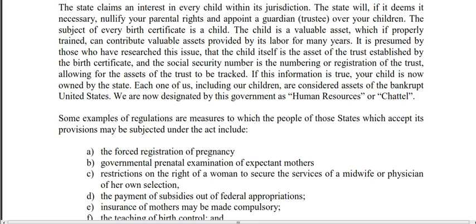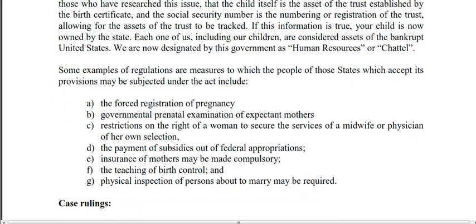Some examples of the measures to which people of the states which accept the provisions of the Act may be subject include the forced registration of pregnancy, governmental prenatal examination of expectant mothers, restrictions on the right of a woman to secure the services of a midwife or physician of her own selection, the payment of subsidies out of federal appropriations, insurance of mothers may be made compulsory, the teaching of birth control, and physical inspections of persons about to be married may be required.